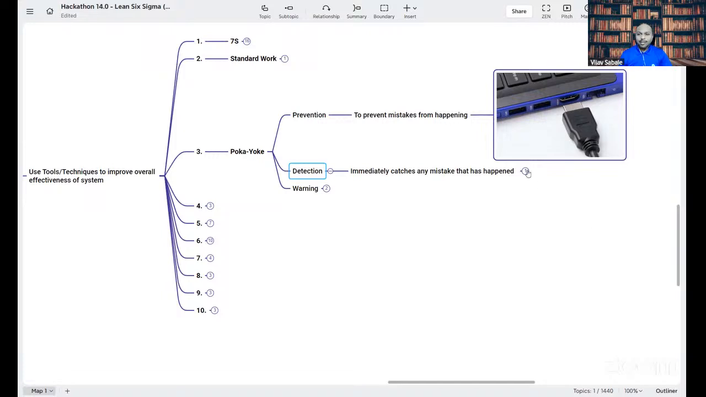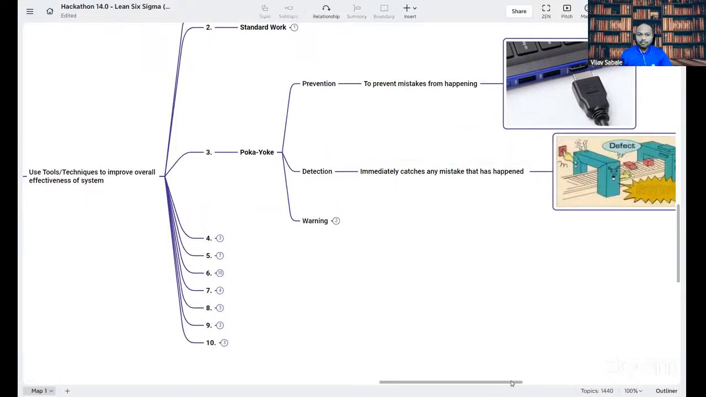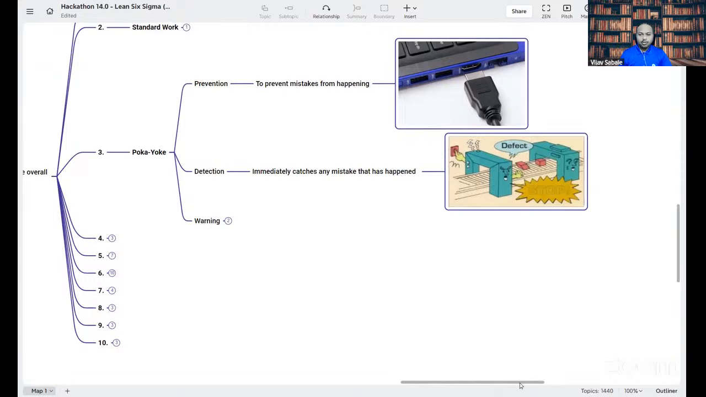So look at this image, right? You can see there are two barriers in which the system is going to detect once the defect is produced, but that is not processed to the next level. So this is called a detection level. And the third level is the warning.